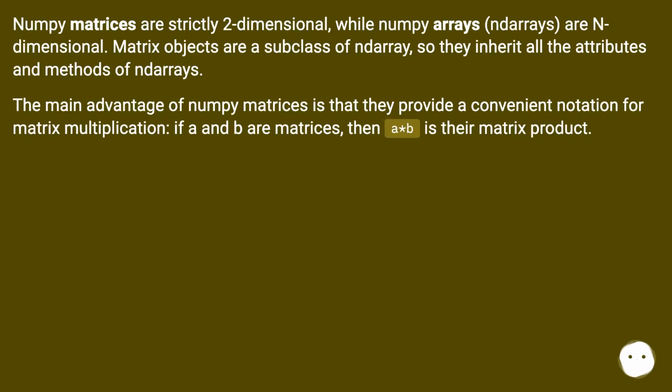Numpy matrices are strictly two-dimensional, while Numpy arrays, n-arrays, are n-dimensional. Matrix objects are a subclass of n-array, so they inherit all the attributes and methods of n-arrays. The main advantage of Numpy matrices is that they provide a convenient notation. For matrix multiplication, if A and B are matrices, then A * B is their matrix product.